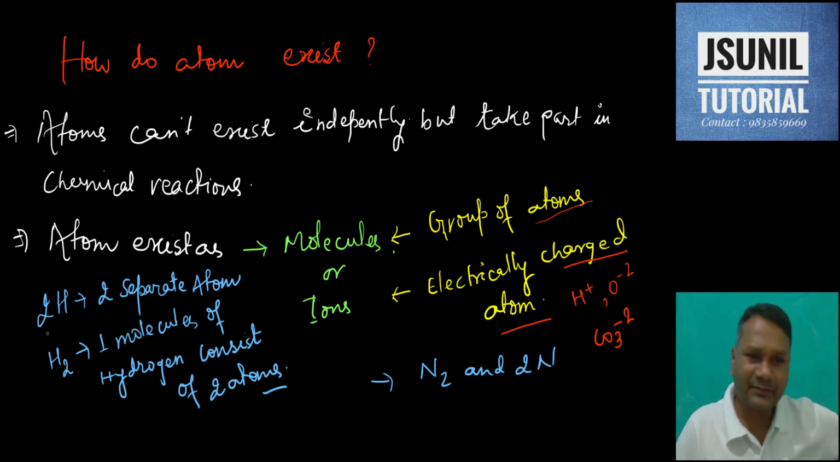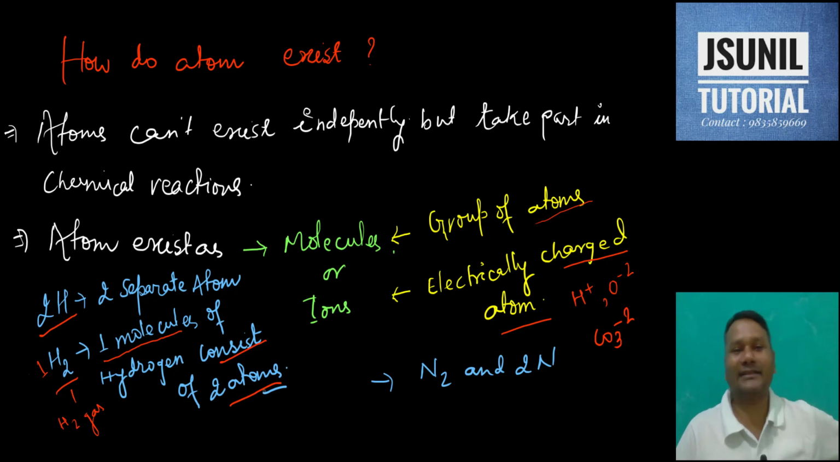Then what is the difference between 2H and H2? 2H represents two separate atoms, whereas H2 represents one molecule of hydrogen. This is called hydrogen gas and consists of how many atoms? 2 atoms. Similarly, N2 represents one molecule of nitrogen containing 2 atoms, but 2N represents 2 separate atoms of nitrogen.